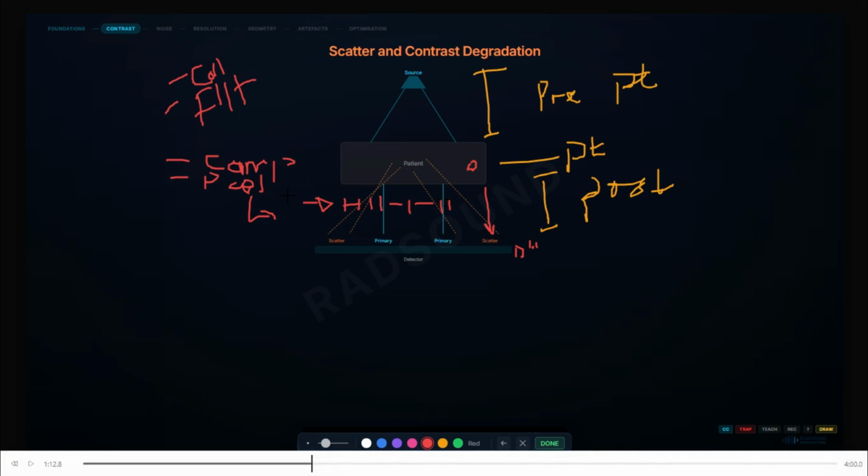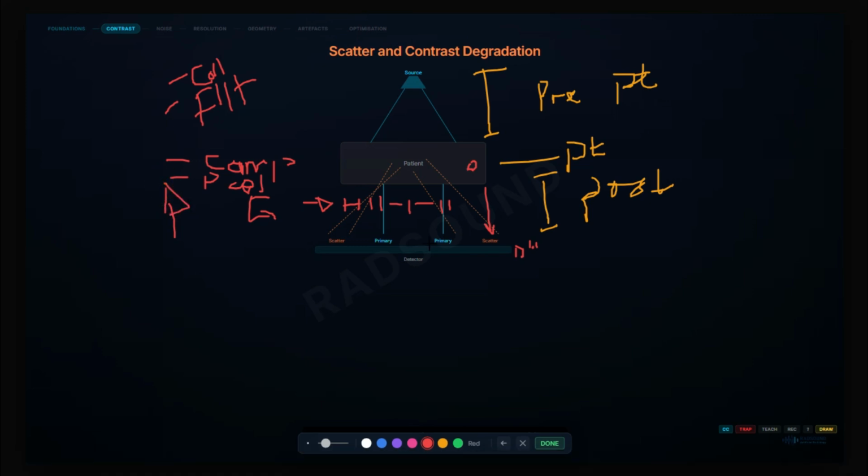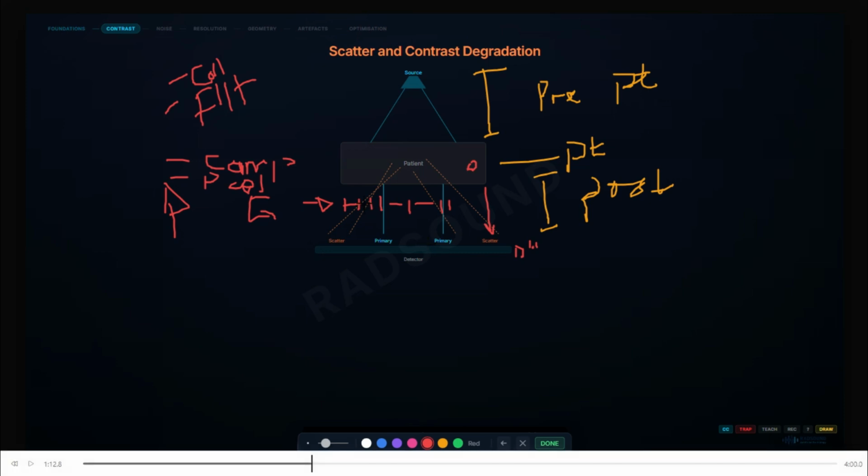Placing a grid leads to a higher dose to the patient, so sometimes we use an air gap. Still, sometimes the air gap may lead to increased dose, because if the image quality is not good, the dose might still be higher compared to not using either the air gap or the grid. And the last method we use is geometry.